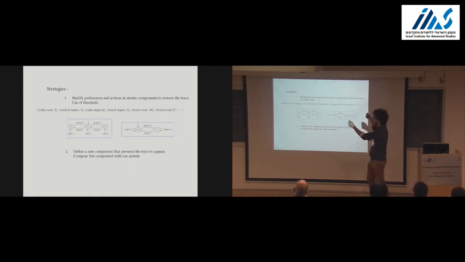But I can also interpret this trace as a property that my system respects. And by negating this property, I would like to be able to represent this property as a new component on my system that I can compose with.